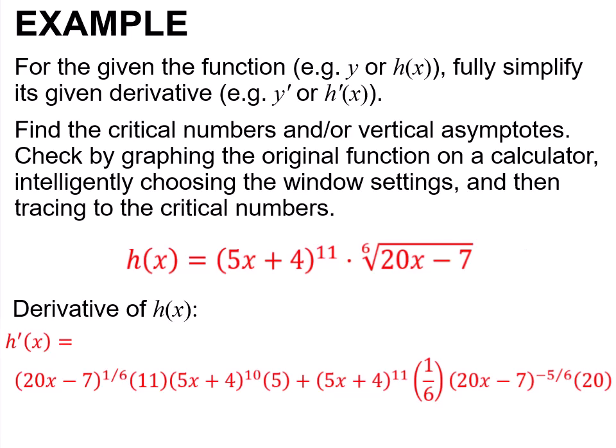Here's our example, and same instructions as in the last video. For a given function, which could either be an unnamed function, y equals, or a named function, such as h of x equals, we're going to fully simplify its given derivative, again, y prime or h prime for a named function. We're going to find the critical numbers and/or vertical asymptotes and check all of this out on a graphing calculator, intelligently choosing the window settings.